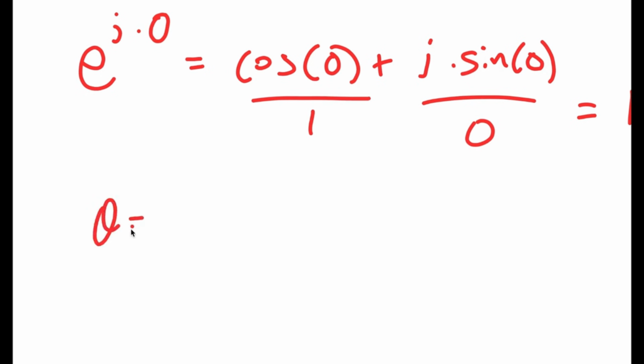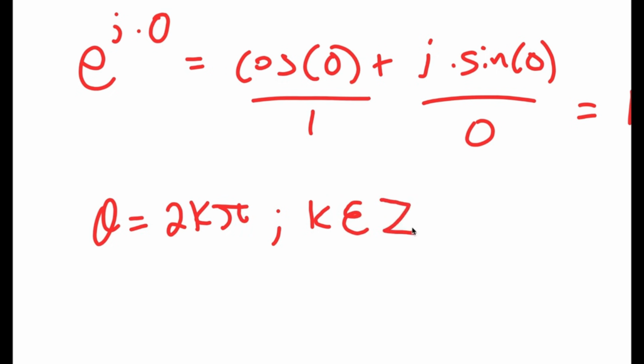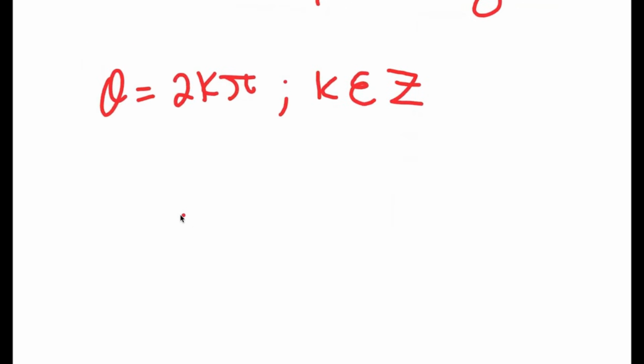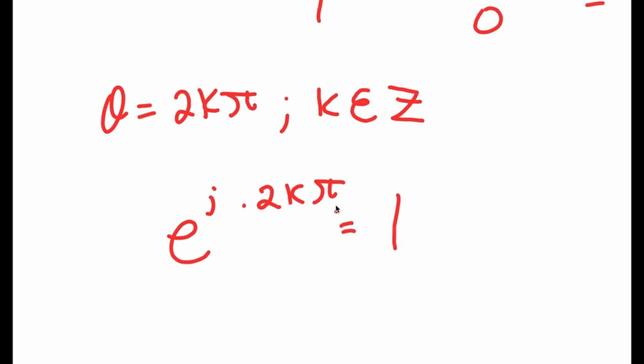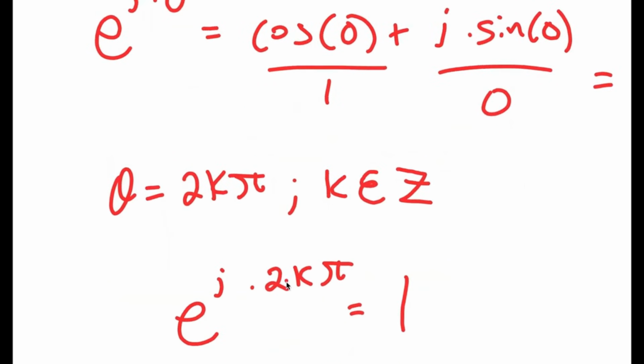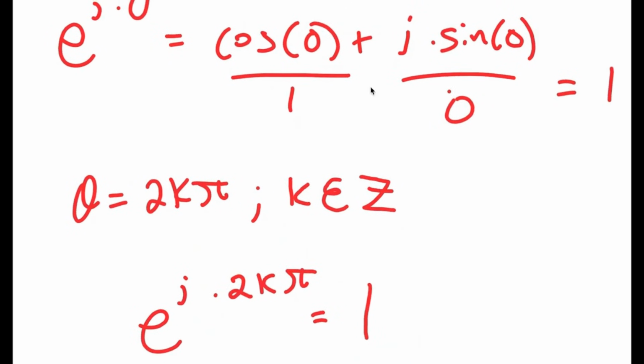Now, what if we say theta is equal to 2k pi? And k is just a substitution for all integers. So now I get e to the power of i times 2k pi is equal to 1. Because all we did was we just substituted theta in for 2k pi into this same thing.